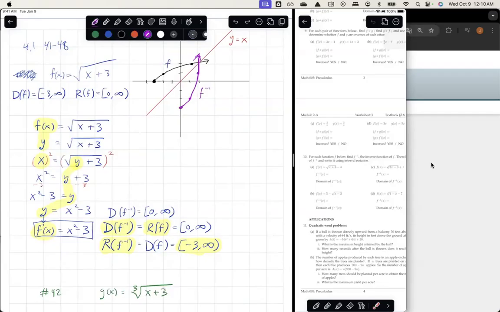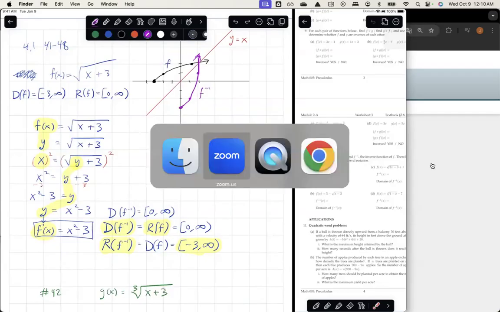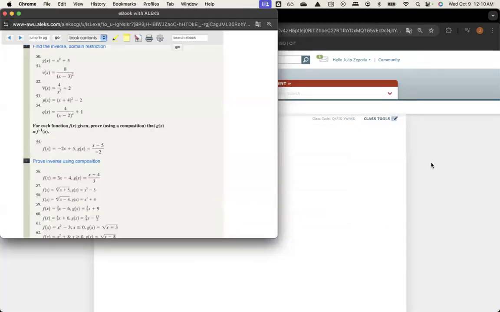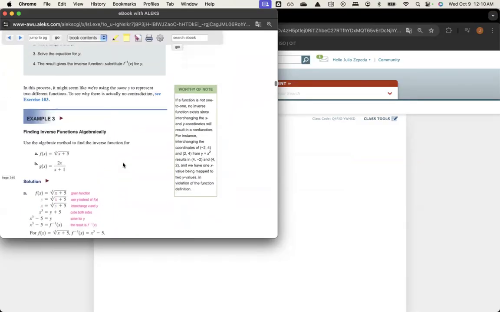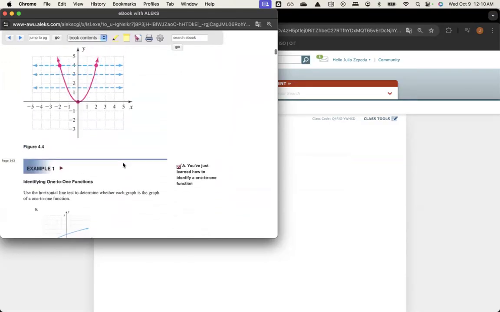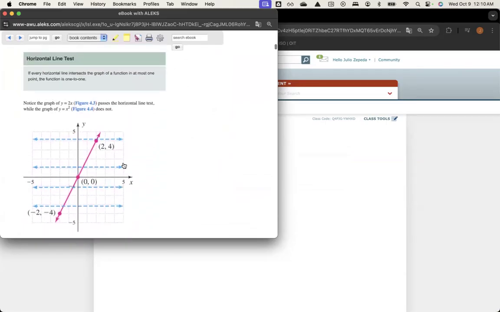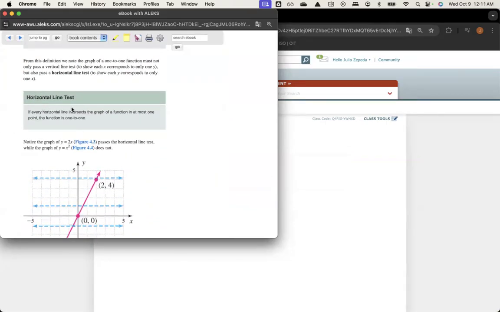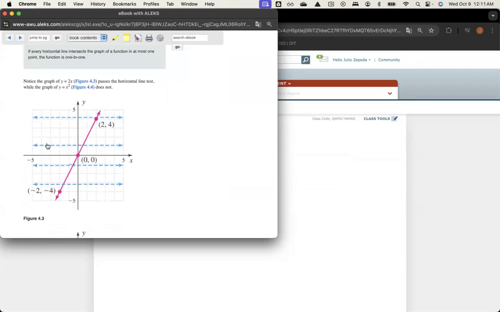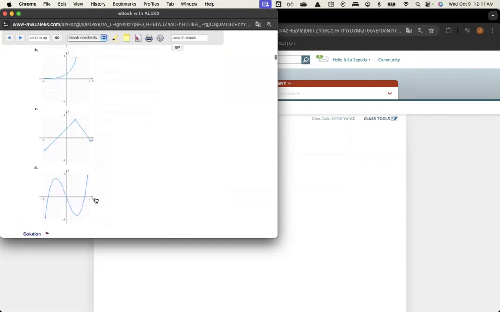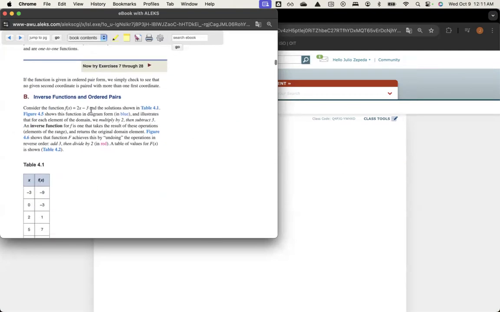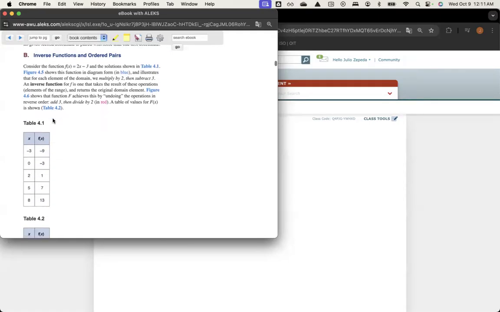All right, so there is a lot of detail there. And I'm not going to go into all of the detail here in this hopefully short video. But it is talked about in our textbook, so you'll want to read that. Notice here, horizontal line test. If every horizontal line intersects the graph at most once, the function is one-to-one and therefore invertible. So this linear function here is invertible. This one is not. Okay, so there are some exercises there, identifying one-to-one functions.